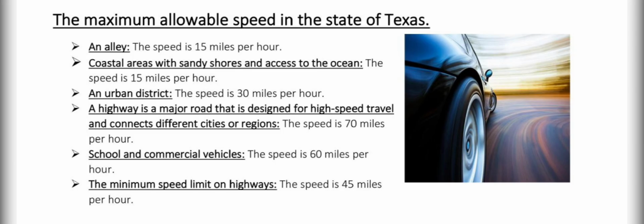The maximum allowable speed in the state of Texas. An alley, the speed is 15 miles per hour. Coastal areas with sandy shores and access to the ocean, the speed is 15 miles per hour. An urban district, the speed is 30 miles per hour. A highway is a major road that is designed for high-speed travel and connects different cities or regions. The speed is 70 miles per hour. School and commercial vehicles, the speed is 60 miles per hour. The minimum speed limit on highways, the speed is 45 miles per hour.